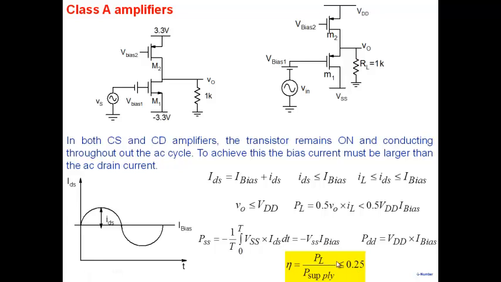So without going into the details of the design, what the biasing is, what RL is, we have shown in a very general case that class A operation requires that IL has to be less than I bias, and we know V0 is less than VDD. Therefore, efficiency PL by P supply will be less than or equal to 0.25. This means the highest efficiency you could design in such a circuit is 25%, and 75% of the power is wasted in the transistors M2 and M1, and only 25% is delivered.